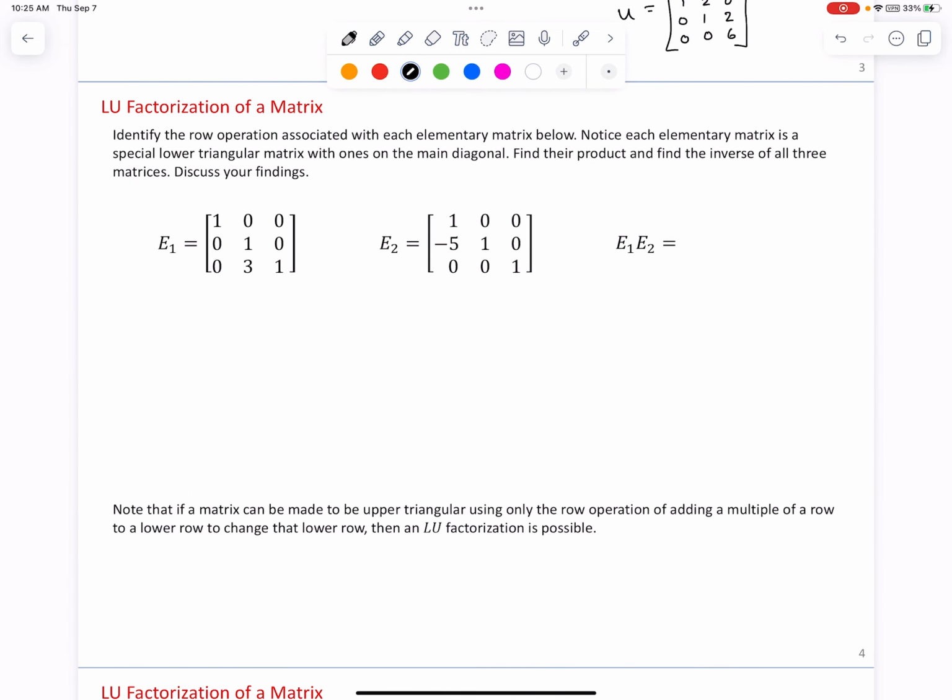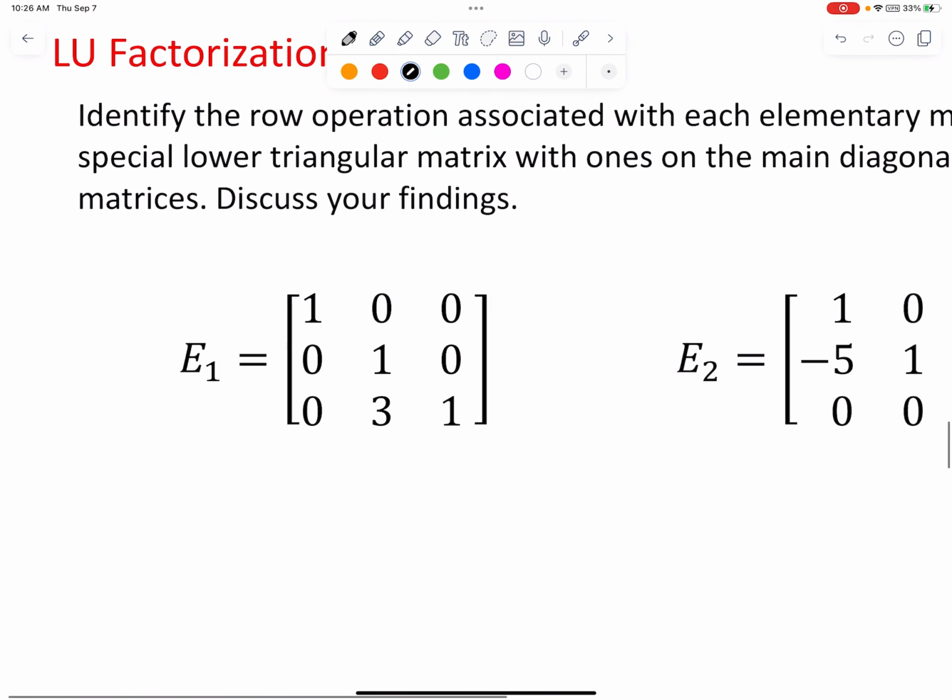Identify the row operation associated with each elementary matrix below. All right, for this first one, we have 1s on the main diagonal and then a non-zero entry right here. So this was accomplished by multiplying this one by 3 and adding it to what used to be a 0 right there to get a 3 in that position. And so this is 3 times row 2, and then add that to row 3 to make a new row 3. So notice it's adding a multiple of one row to a row that's lower than it to get a new row that's lower. And that has the effect of basically putting a non-zero entry somewhere in this lower corner, so somewhere below the main diagonal, while the main diagonal stays 1s.